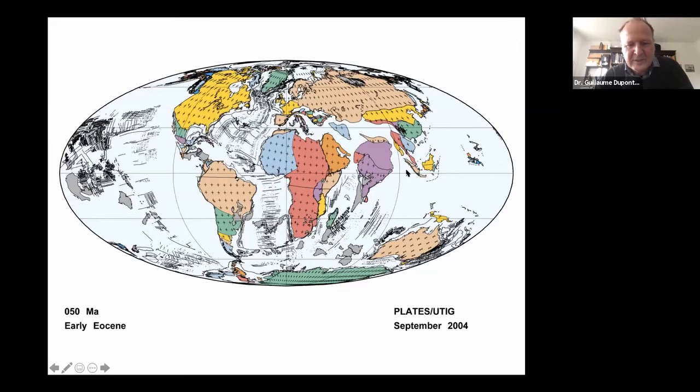Yes, exactly. The hotspot is like a laser pointing at the Earth's crust, and as the crust moves above, it will leave a trace on the ocean floor, and these traces are volcanoes, like the island chain of Hawaii. If the hotspot is not moving, if it always stays at the same position, it leaves an absolute reference for the position of plates.